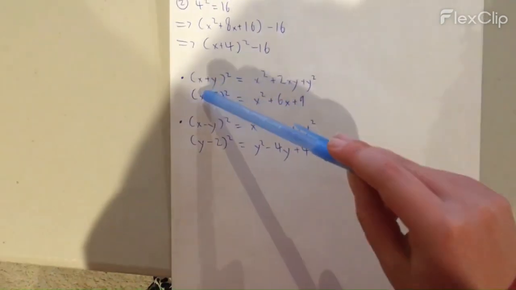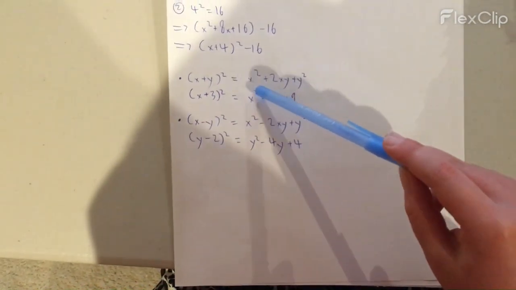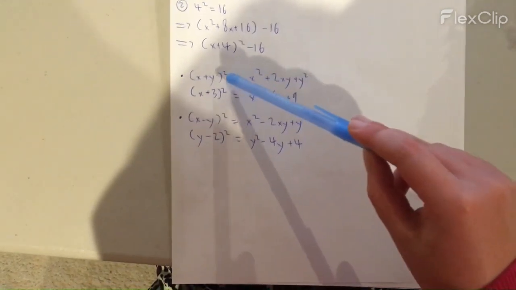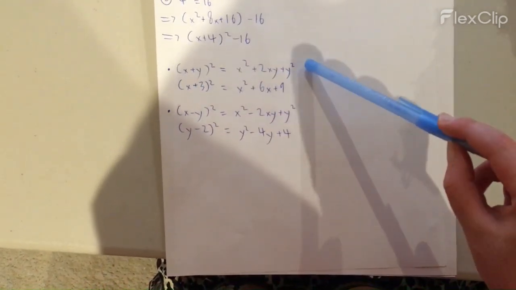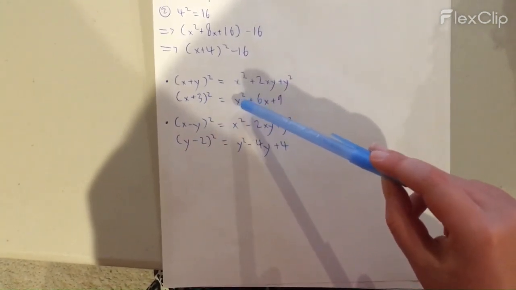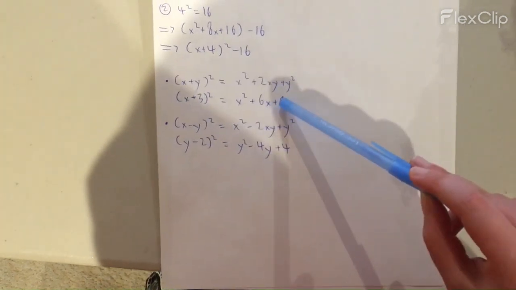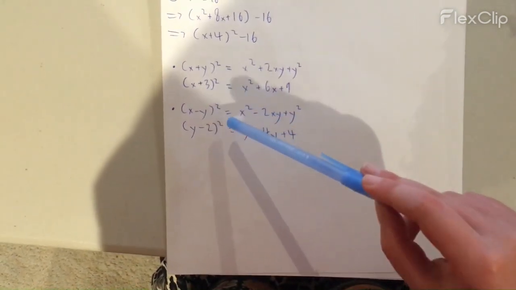And now we have these equations. So x plus y in parentheses squared equals x squared plus 2 times x times y plus y squared. So for example, in x plus 3 squared, this equals x squared plus 6x, 2 times 1 times 3, and then plus 9, which is 3 squared.